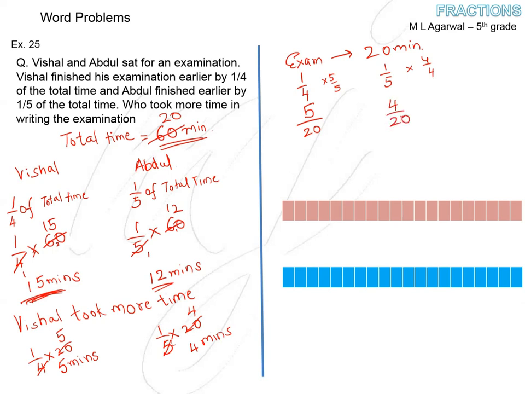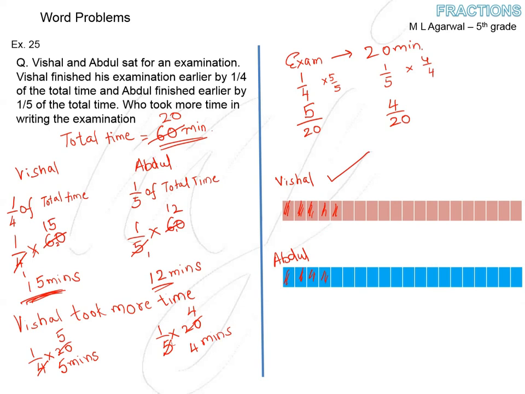So let us take these. This is my time of the examination, 20. I will say that this is Vishal's time and this is Abdul's time. Vishal's is 5, so I will shade 5 parts of 20: 1, 2, 3, 4 and 5. And Abdul is four parts: 1, 2, 3, 4. So who took more time? Naturally Vishal, because Abdul took only 4 parts of it. Vishal took 5. Hence Vishal took more time to complete the examination.